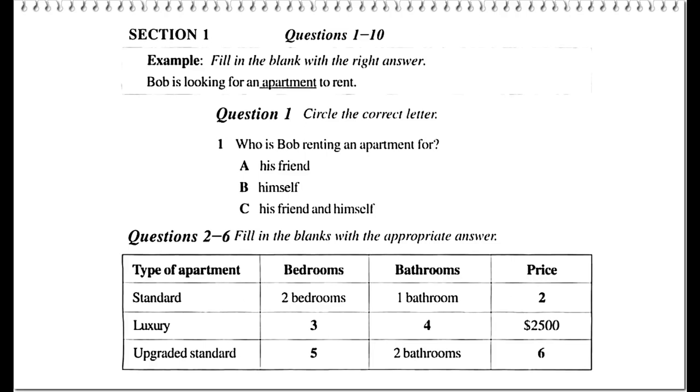Now turn to section 1 of your booklet. Section 1. You are going to hear a conversation about renting an apartment. First, you have some time to look at questions 1 to 6. Before we start the test, look at the example of your question booklet and listen to the tape.